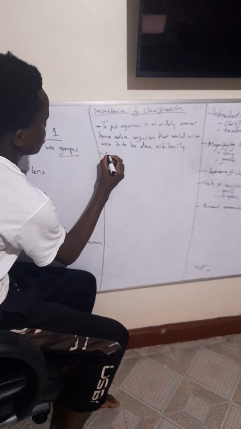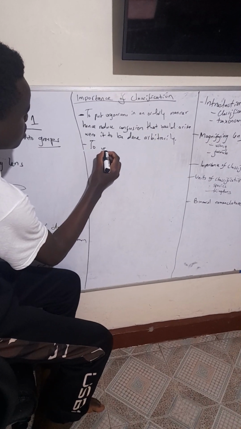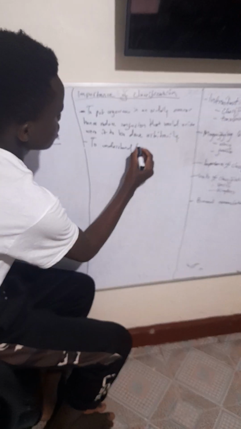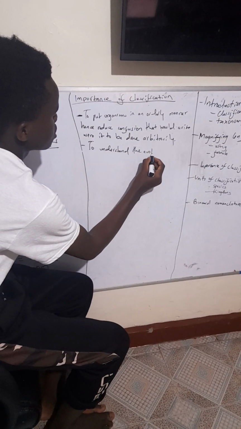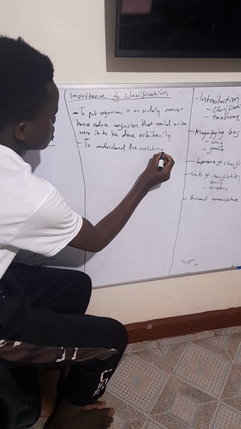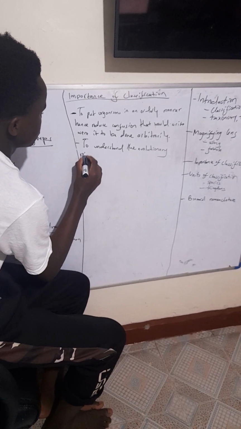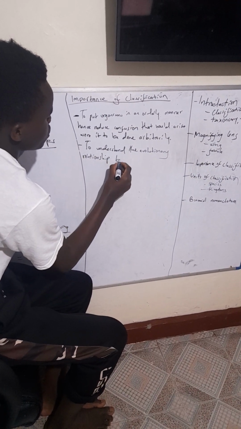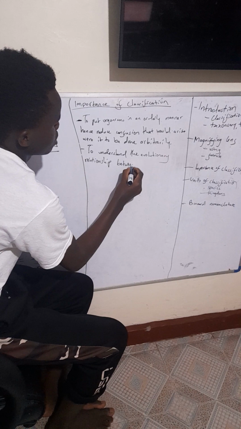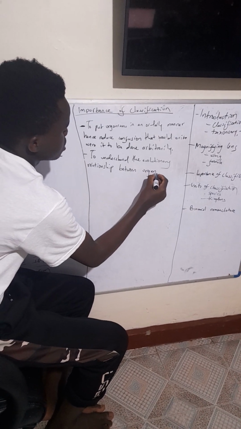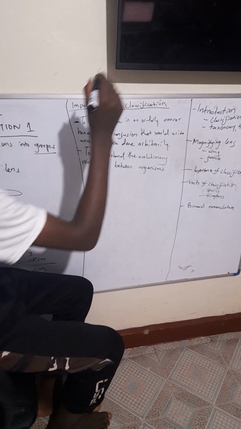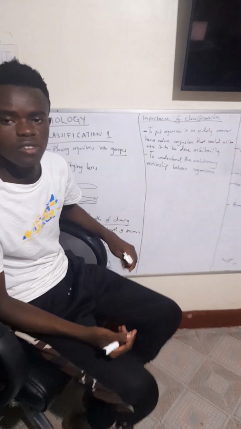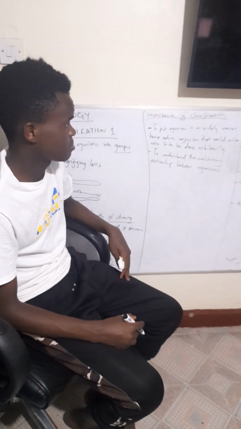So, to understand the evolutionary relationship between organisms, that's another very important importance of classification. So far we've covered 2 points on the importance of classification. Now we go to the third one.